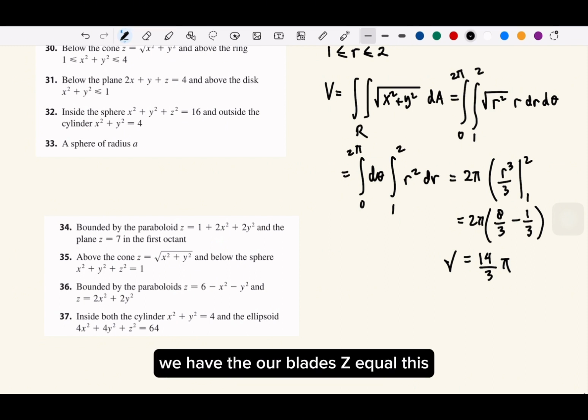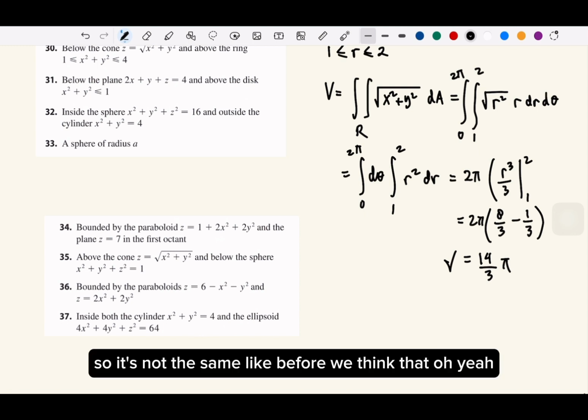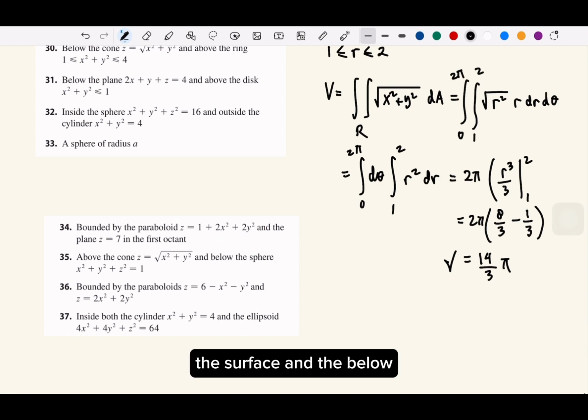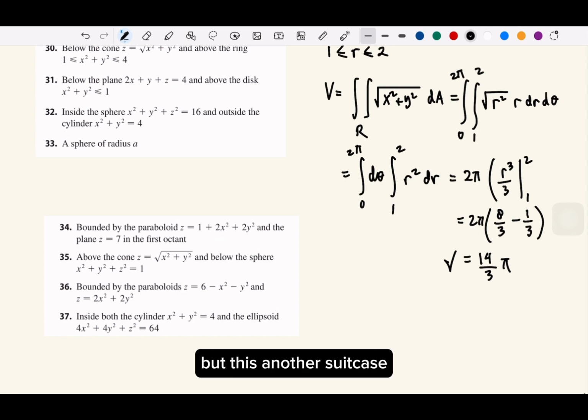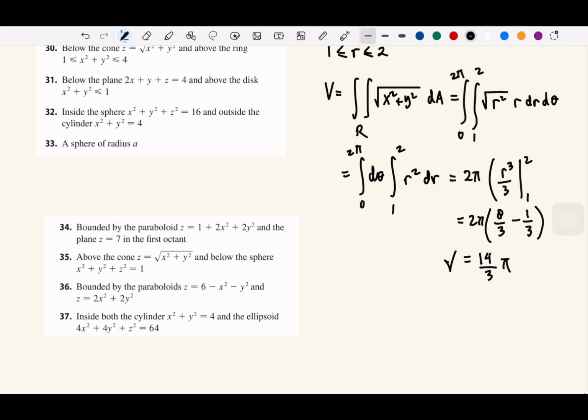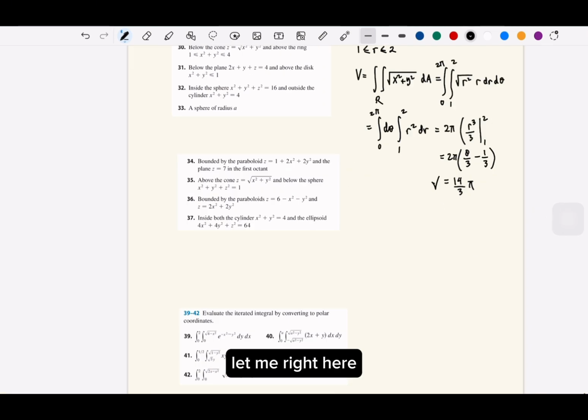So it's interesting. We have the paraboloids, z equals this, and we have another one, which is this. So we have two paraboloids. So it's not the same. Like before, we think, oh, we have a surface, and the area below is a flat, right? So it's easy to understand. But this is another surface. Right? So it means that, let me write here.